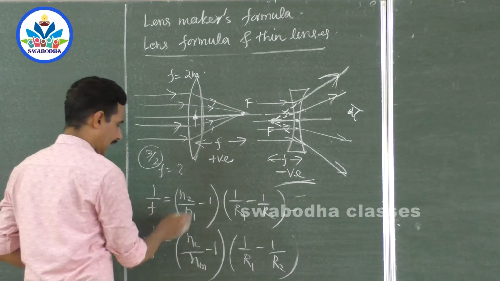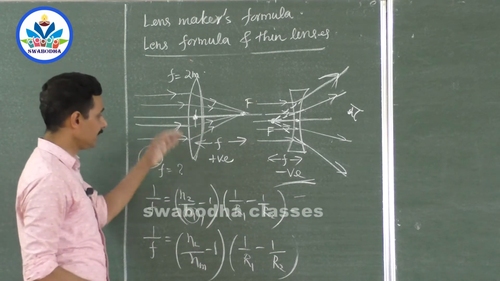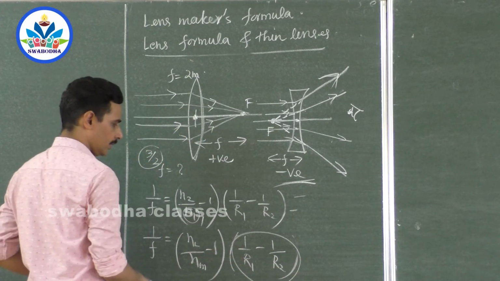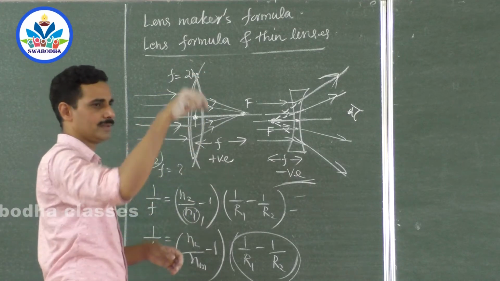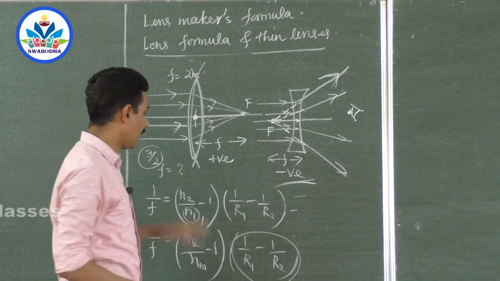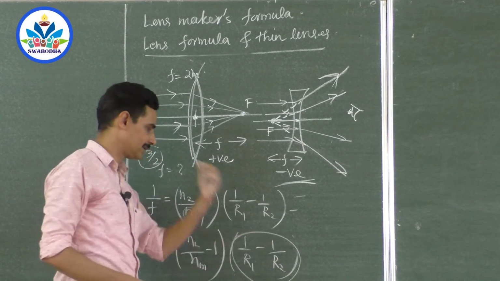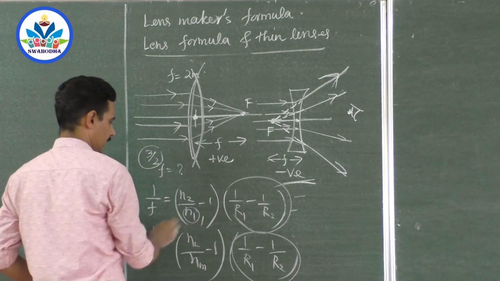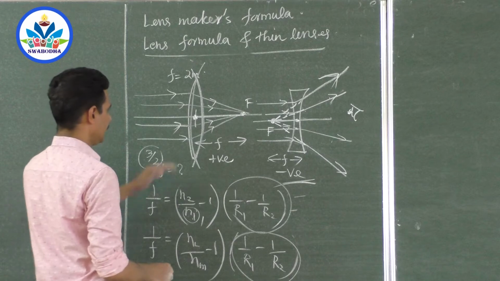When it was in air, you analyzed this as 1, correct? And when it is immersed in water, this part doesn't change. Whether it is in water or in air, the radii of curvature don't change. So R1 and R2 remain the same. So 1 by R1 minus 1 by R2 doesn't change. It remains the same.